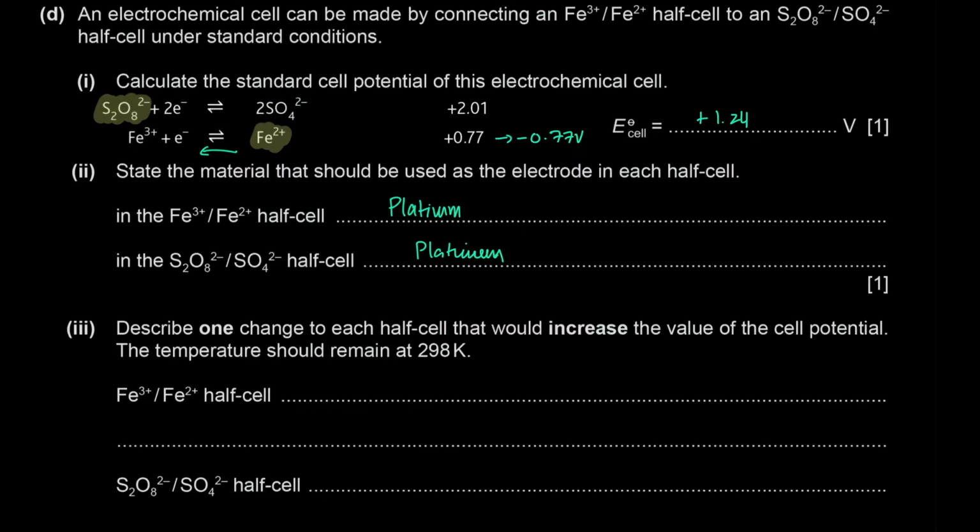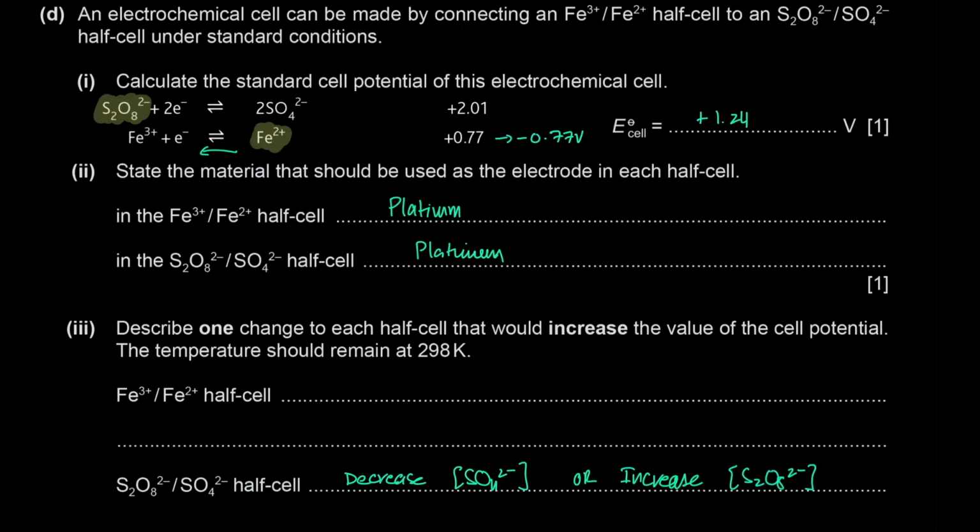Now this equilibrium can shift to the right if I increase the S2O8 minus concentration, or if I decrease the concentration of the product here, which is the sulfate ion. So I can either decrease the concentration of SO4 minus, or I can increase the concentration of S2O8 minus. Those are the potential changes I could make to this half cell to make this electrode potential more positive, shift the equilibrium to the right, and therefore make the EMF of the cell more positive.